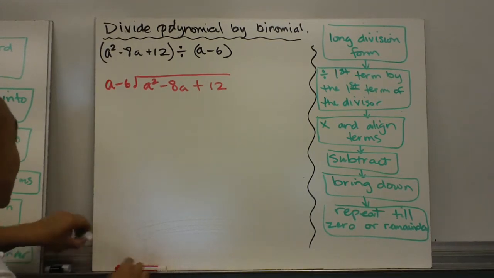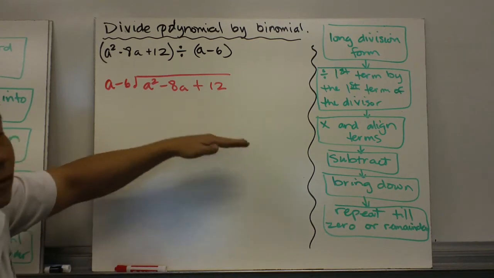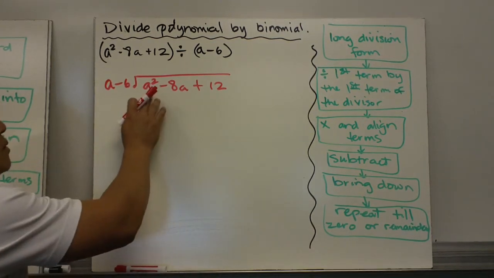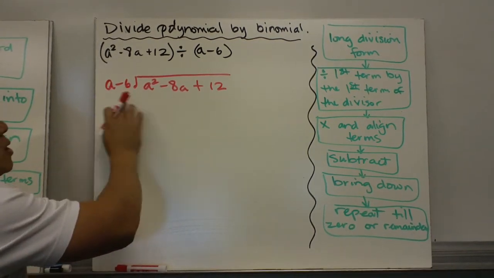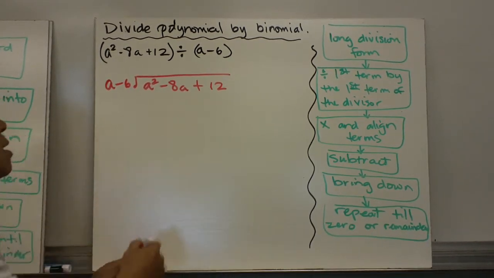So let's go ahead and talk about that. Now, our main goal here is to get rid of the first term so that we can bring down the rest. So what can I multiply to this in order to get my first term? And all we're worried about is the first term. Don't worry about getting rid of that second one, just that first one.